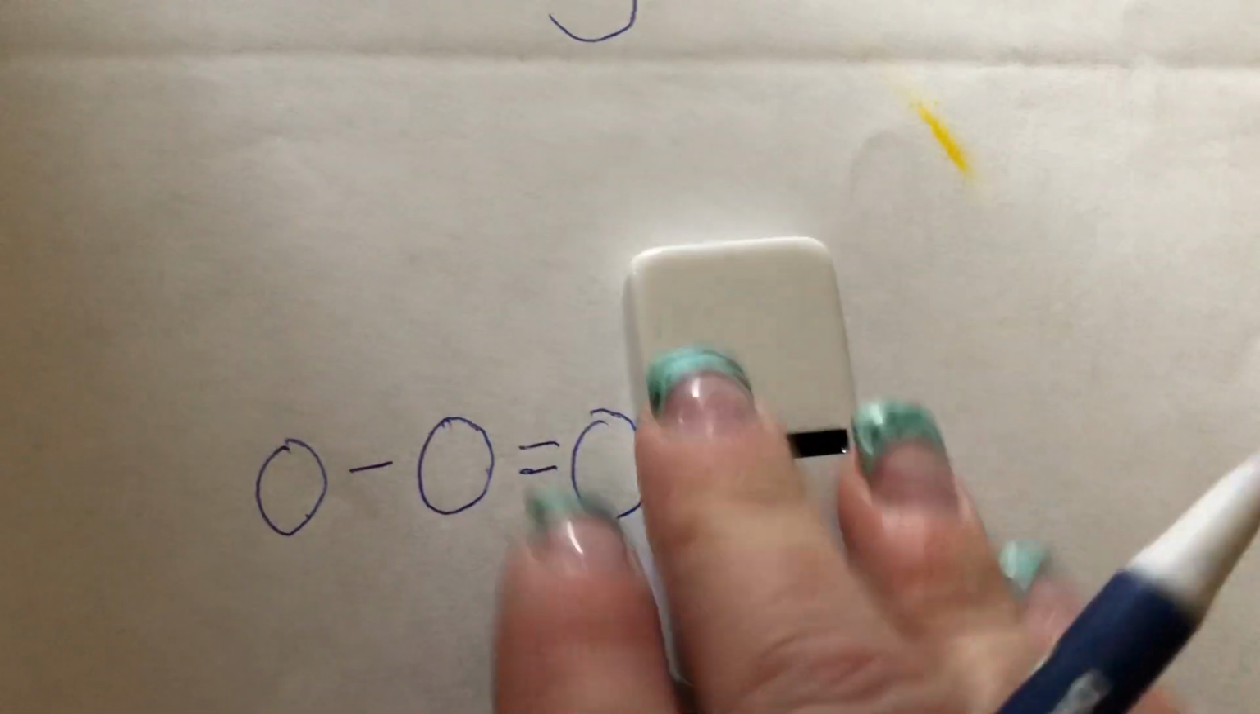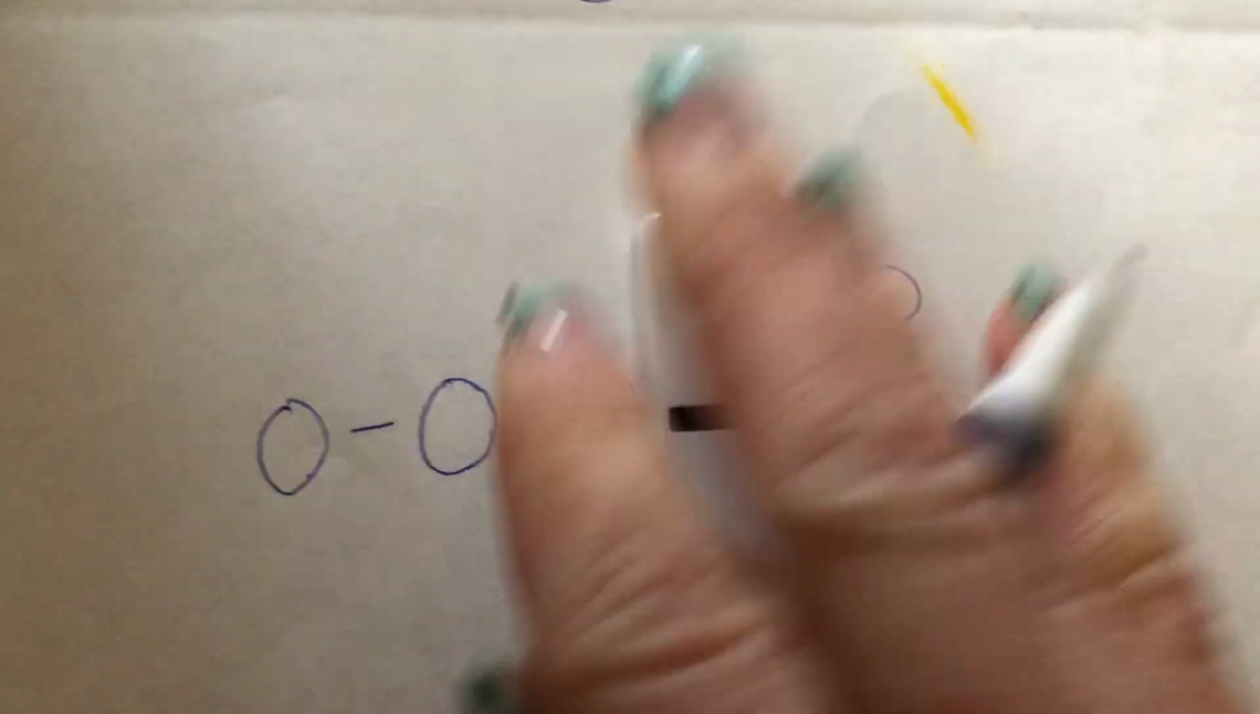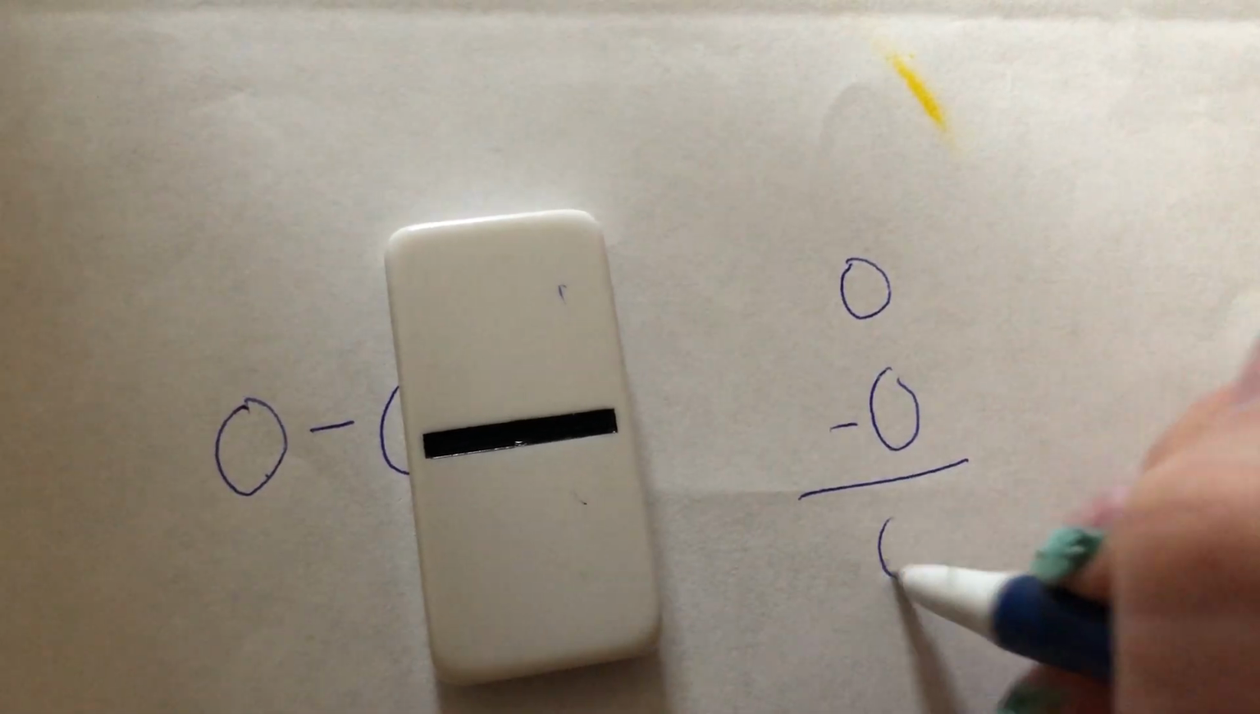Okay, you could also write it up and down. 0 minus 0 is 0. Okay.